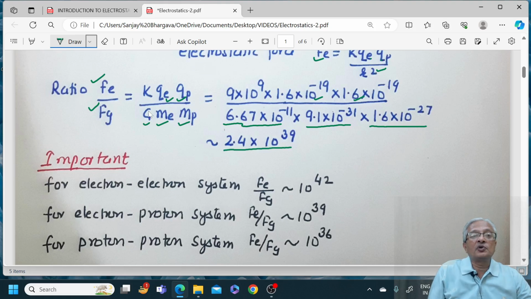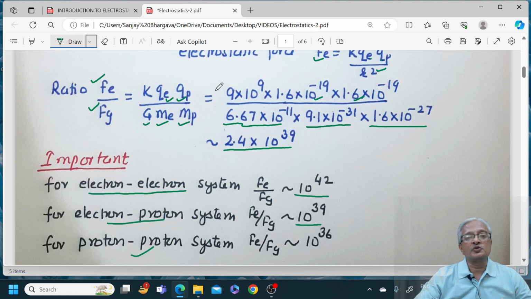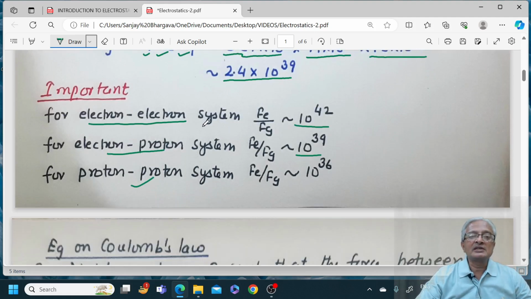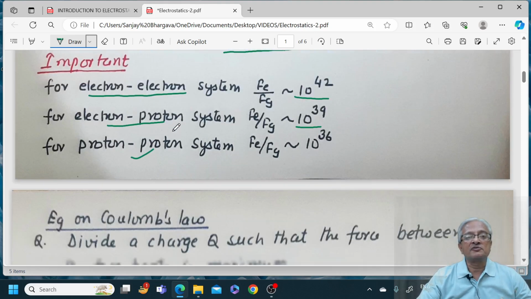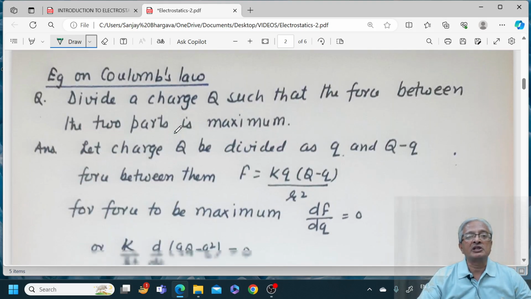Thus, the electrical force is 10 raised to power 39 times the gravitational force, which justifies our saying that electrostatic forces are very strong as compared to the gravitational force. For an electron-electron system, this ratio is 10 raised to power 42. For the electron-proton system, we calculated the ratio as 10 raised to power 39. For the proton-proton system, the ratio comes out to be 10 raised to power 36. All these examples substantiate our statement that electrostatic force is very strong as compared to the gravitational force.